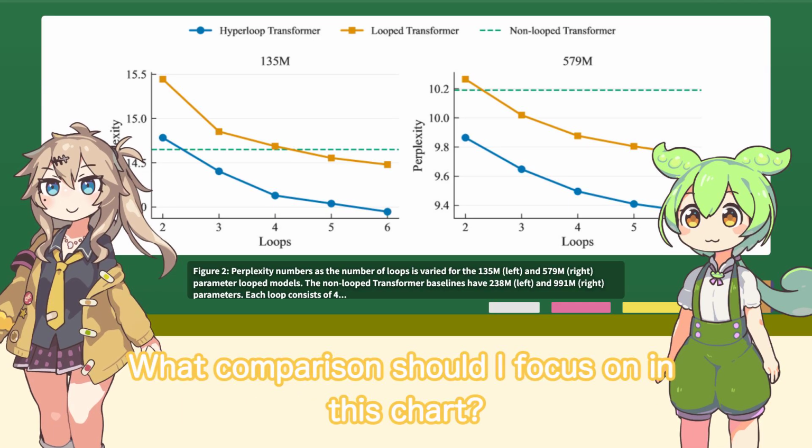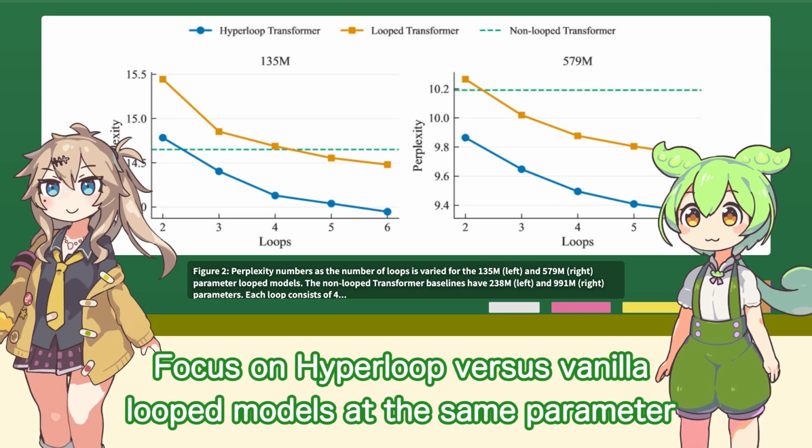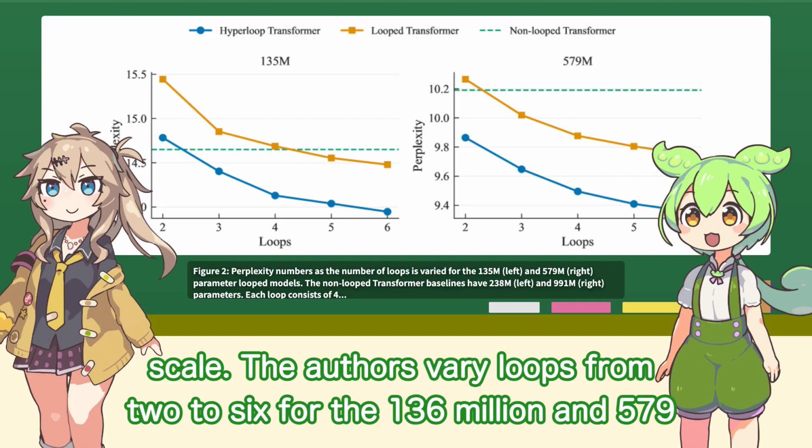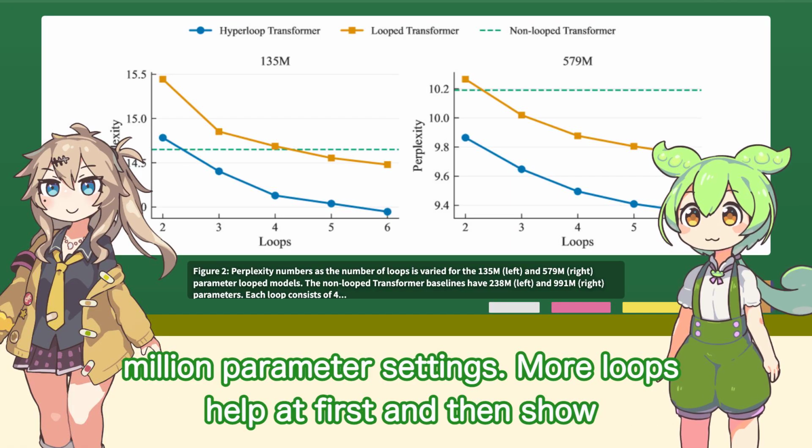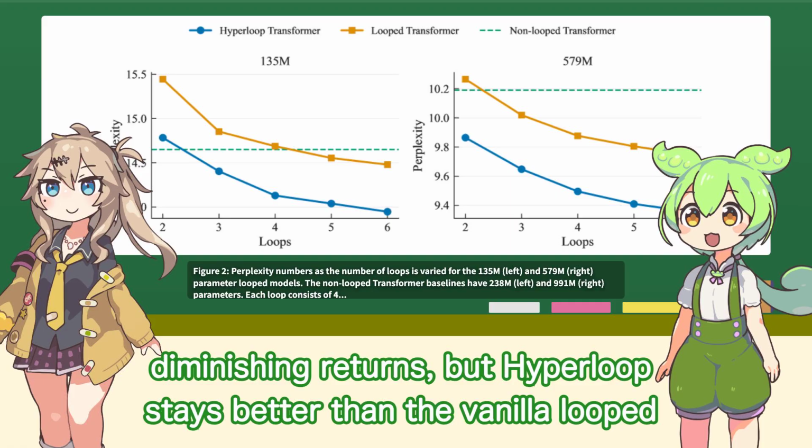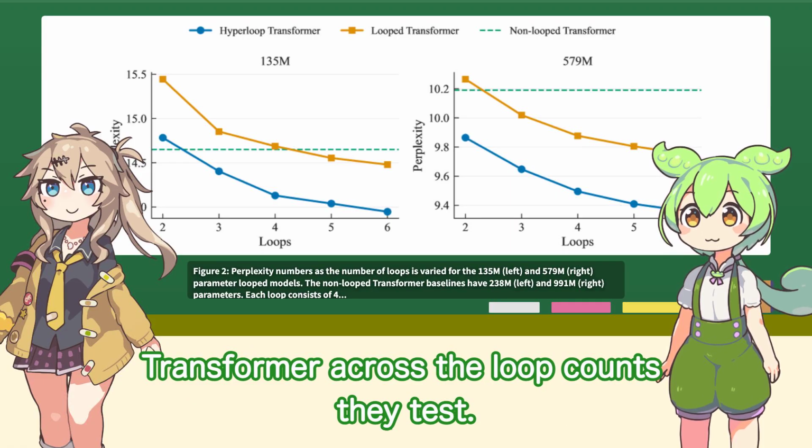Next, look at how performance changes when the number of loops changes. What comparison should I focus on in this chart? Focus on Hyperloop versus vanilla looped models at the same parameter scale. The authors vary loops from 2 to 6 for the 136 million and 579 million parameter settings. More loops help at first and then show diminishing returns. But Hyperloop stays better than the vanilla loop transformer across the loop counts they test.